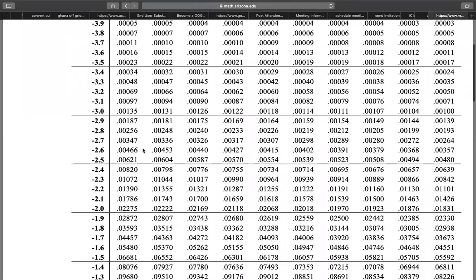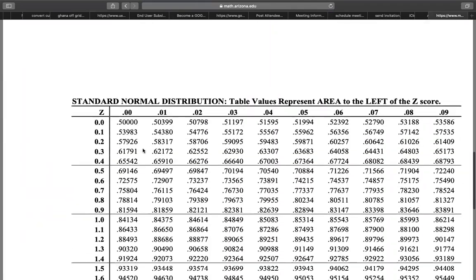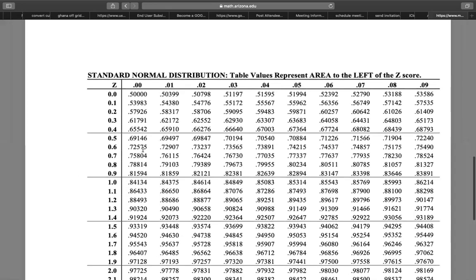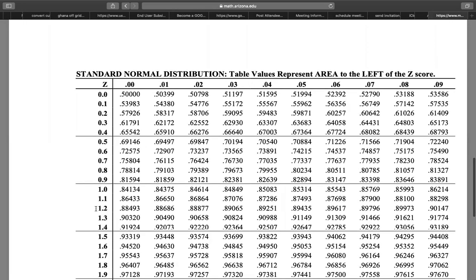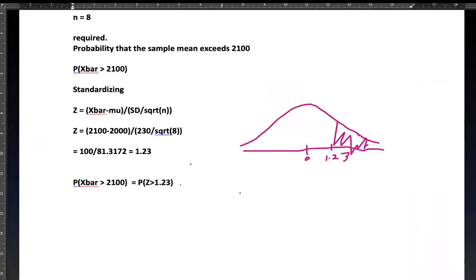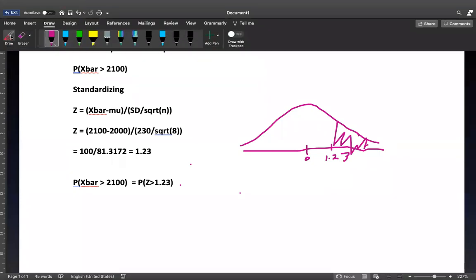Good. So you're looking for 1.23, right? So where do we get it? Yeah. So you have the 1.2 here, right? And then the 0.03 is also here. So where do they intersect? 0.89065. Very good.